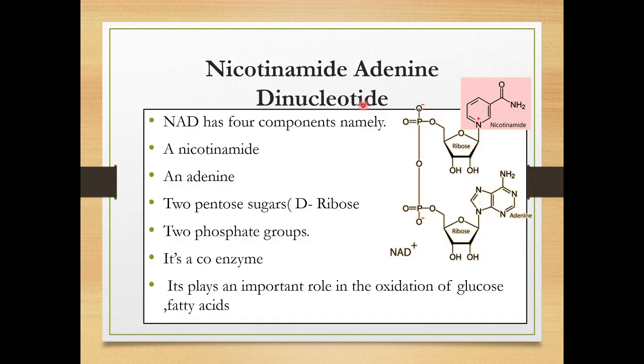So NAD has four components, namely a nicotinamide. This is a nicotinamide. An adenine group. This is the adenine group. Two pentose sugars, one here and one here. Two phosphate groups are there. One is here, the other is here. And it acts as a coenzyme. It plays an important role in the oxidation of glucose and fatty acid.